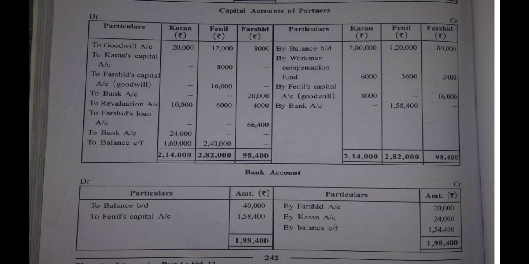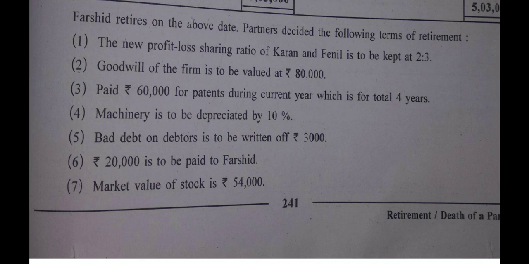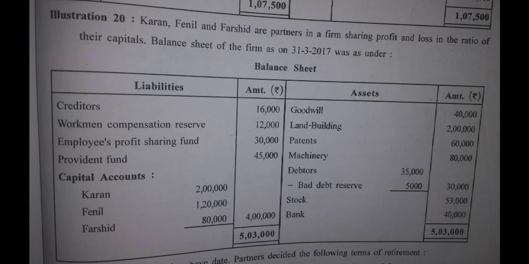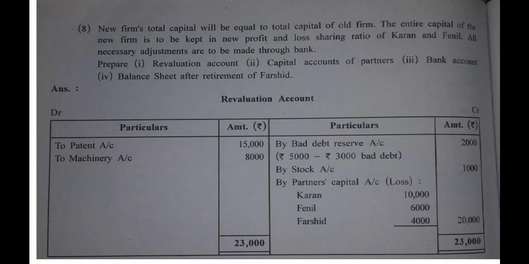Fine, then talking about the 8th adjustment. Finally, the 8th adjustment says that the new firm's total capital will be equal to the total capital of the old firm. Let us check what is the total capital of the old firm. It is 2 lakh plus 1,20,000, which is 3,20,000, plus 80,000. It is 4 lakh. Now they say that the capital should be 4 lakh itself again in the new firm, though Farshid retired. So we'll have to make necessary adjustments for this.